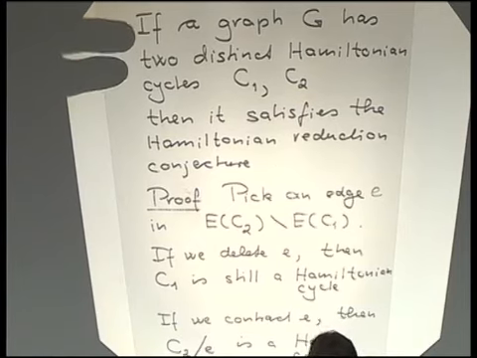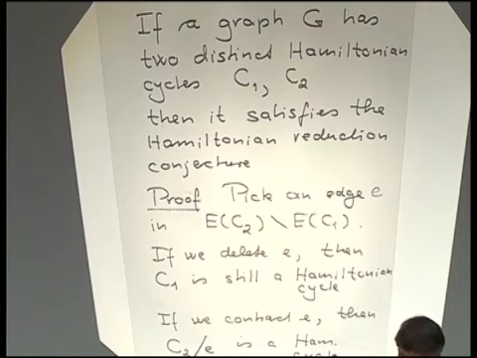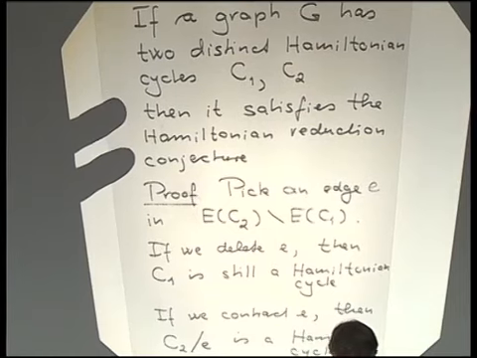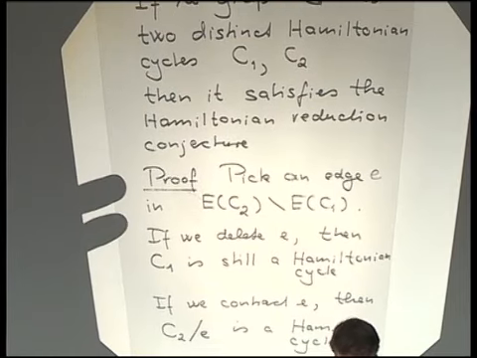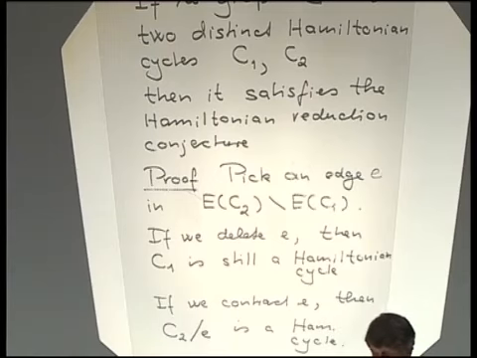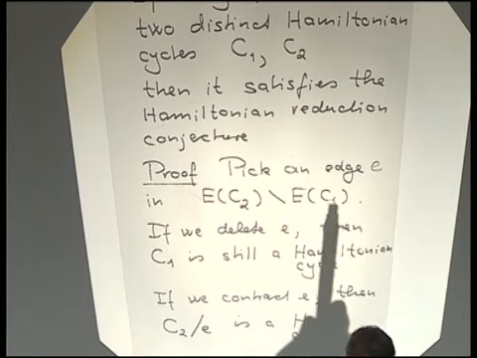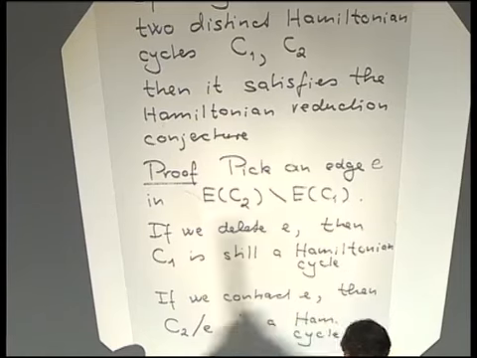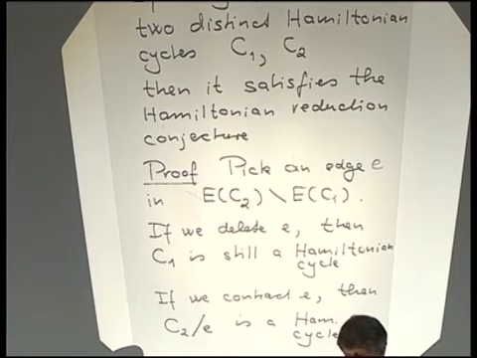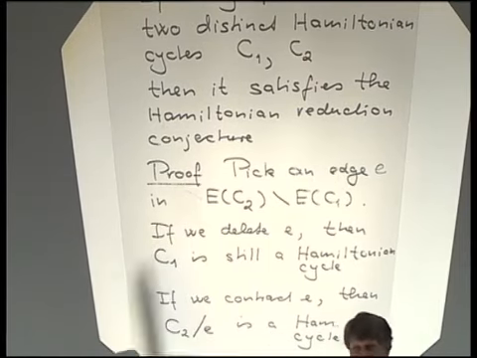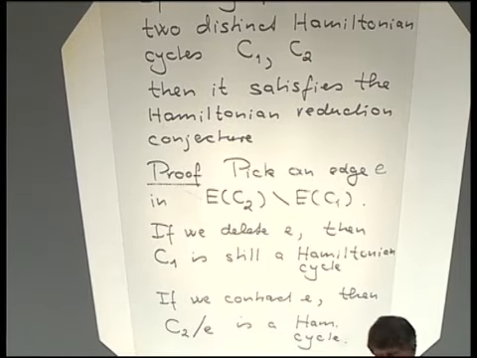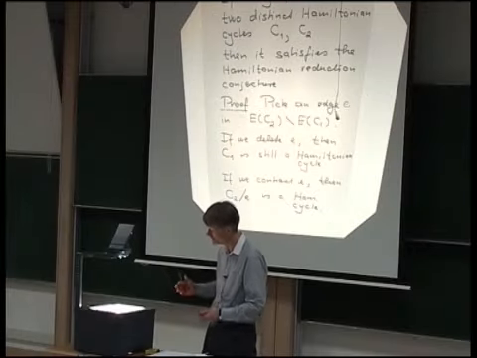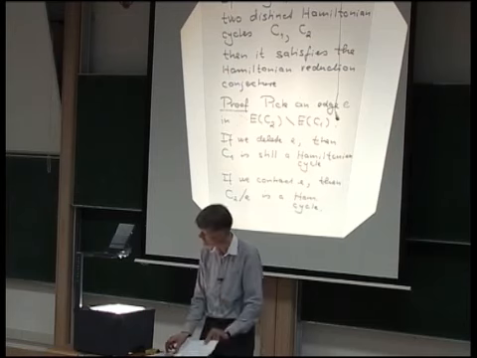And this can be done if a graph has 2 distinct Hamiltonian cycles. Then it satisfies the Hamiltonian reduction conjecture. And the proof is easy, because look at the 2 Hamiltonian cycles. They are not the same. So one of them has an edge which is not in the other. Look at that edge. If you delete that edge, you don't destroy the other Hamiltonian cycle. And if you contract it, you preserve the Hamiltonian cycle C2. So if you have 2 Hamiltonian cycles, you can find that edge just by taking an edge in one of the Hamiltonian cycles and not the other.